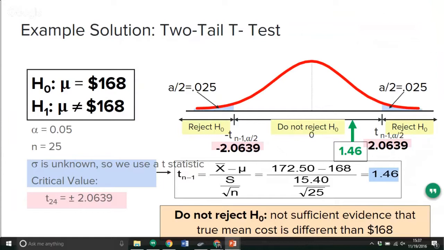So what we end up finding is that at 24 degrees of freedom, the critical value is plus or minus 2.0639, and 1.46 falls inside that range, so we do not reject the null hypothesis, which means there's no significant difference. Again, SPSS will calculate this and we'll find the actual p-value for this.